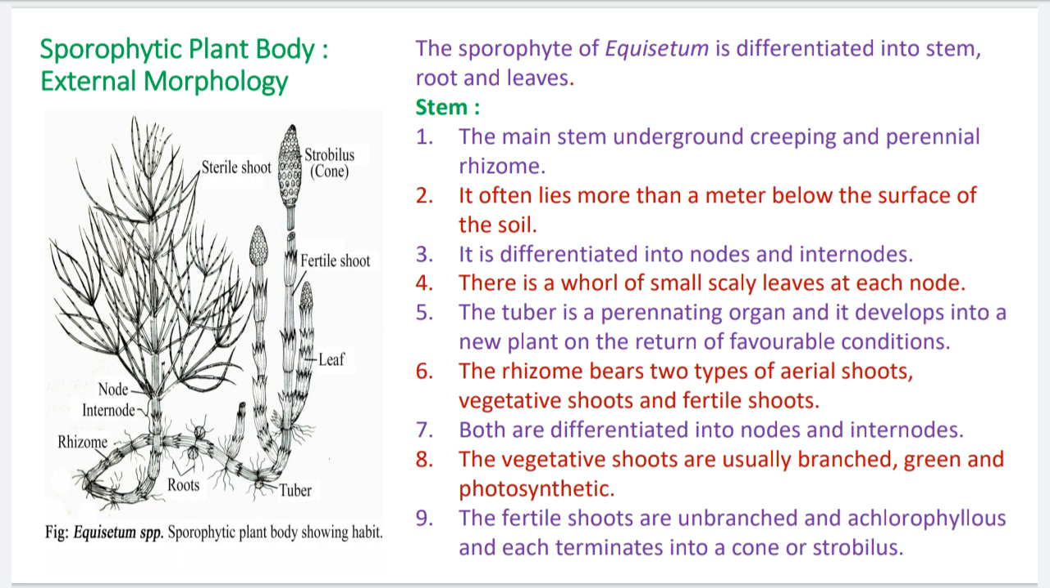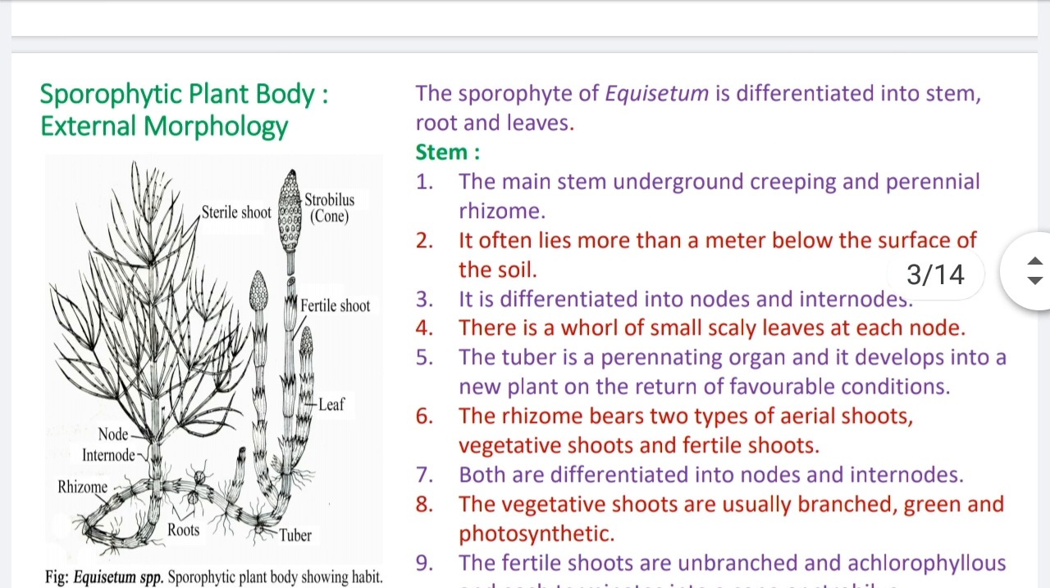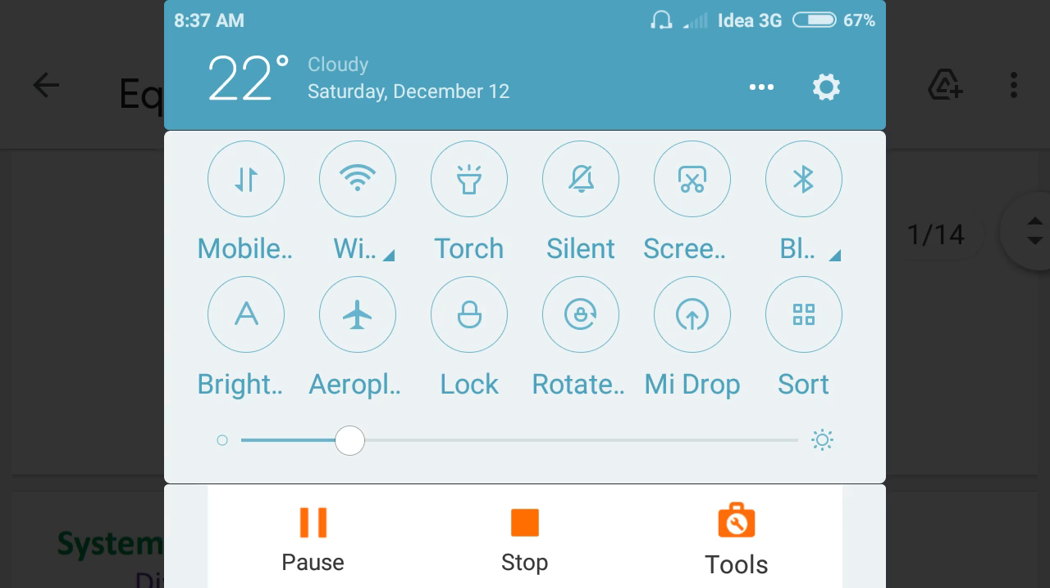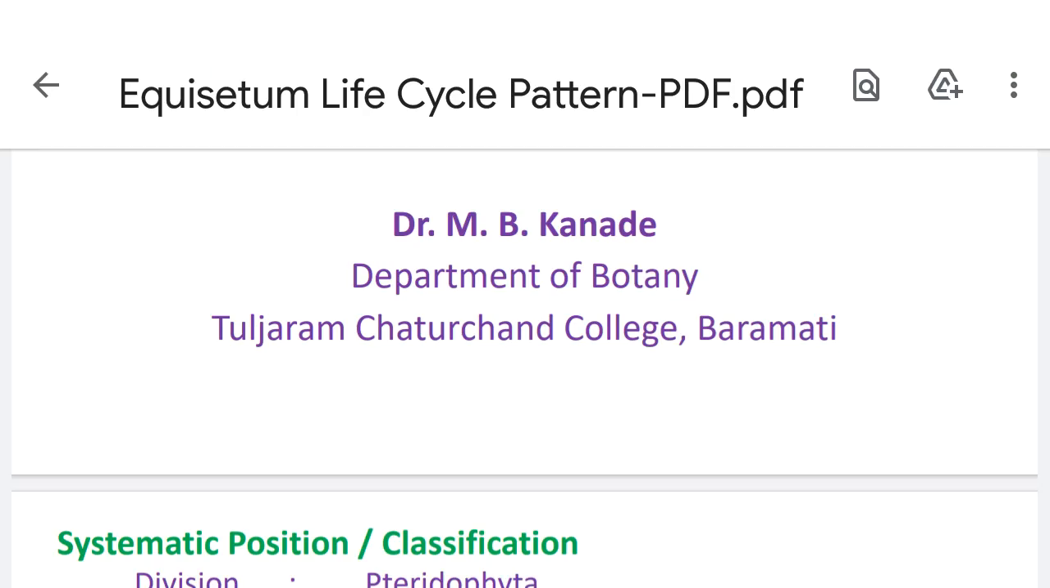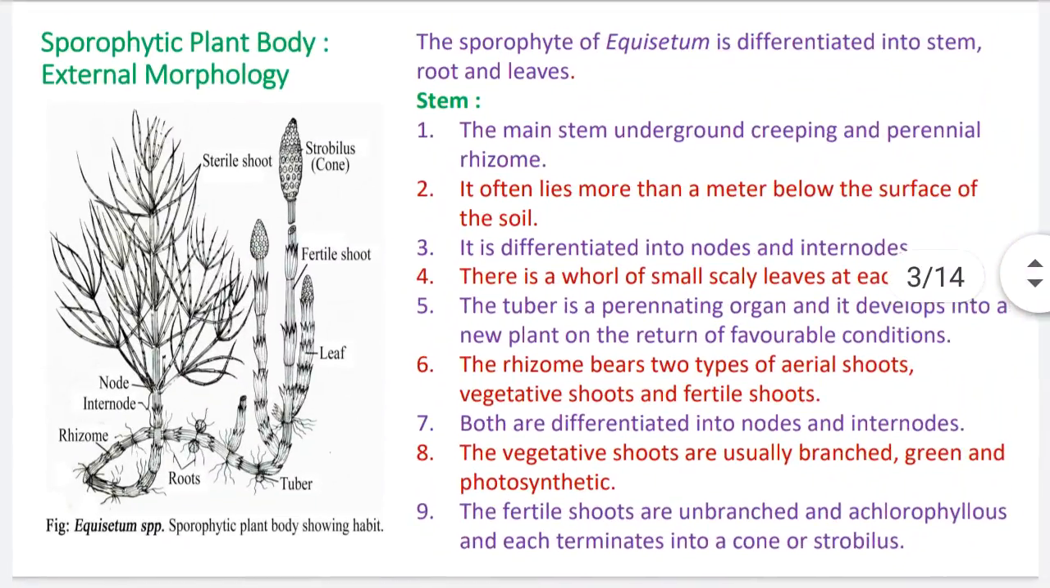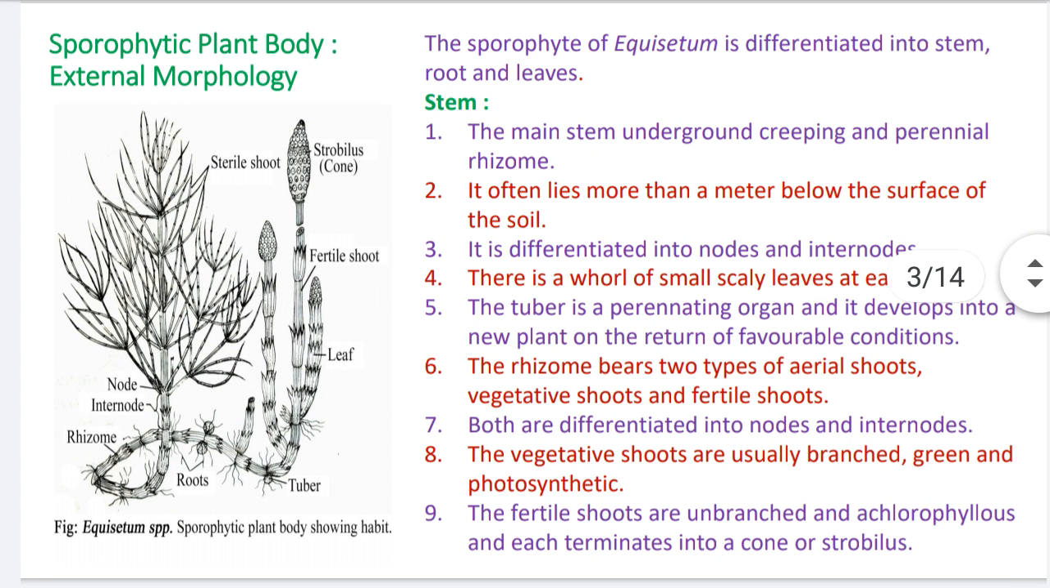Then see the description. The sporophyte of Equisetum is differentiated into stem, root and leaves. So these are the three parts.